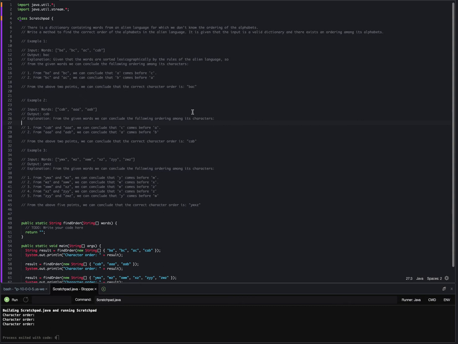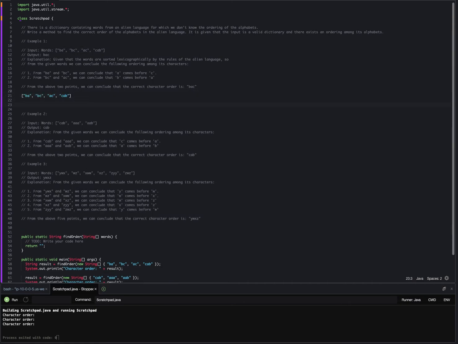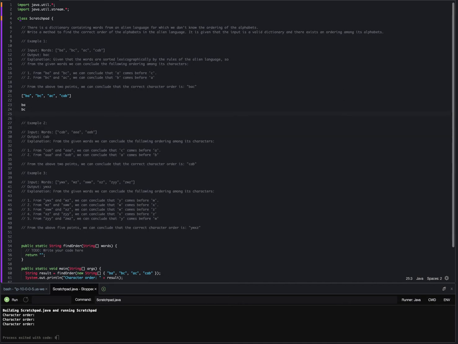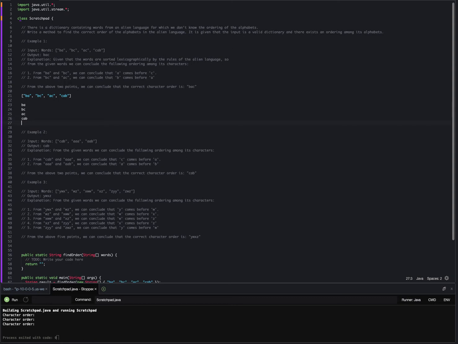Right. So these are the words that are given. And in the explanation, we are told that the words are sorted lexicographically. So that part I think is important. So if the words are sorted lexicographically, let's see. So we have BA, BC, AC, and CAB, right?